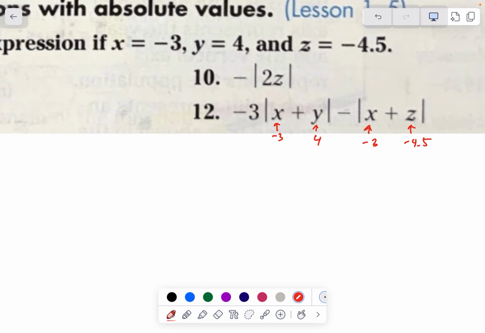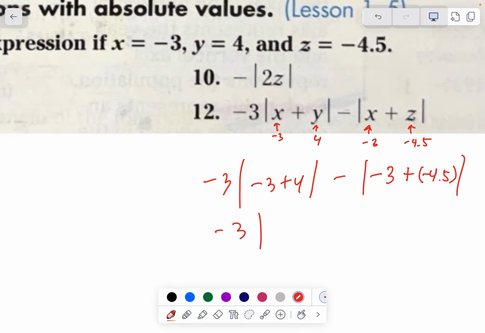So what you want to do, when you first plug it in, treat the absolute values like they are just good old parentheses. Because remember, order of operations says to do the parentheses first. Well, absolute values like that. You want to get a number. Well, negative 3 plus 4 is 1. Negative 3 plus negative 4.5 is negative 7.5.